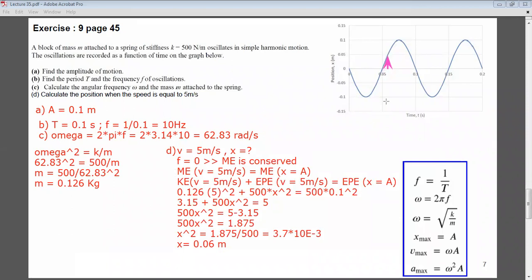I hope you found this lecture beneficial. We tried to use the formulas again and again: the period, the frequency, the angular frequency, how to use conservation of mechanical energy to find the x or the v at a particular time, and how to determine the x or the v from a graph, whether it is at equilibrium or at maximum compression or maximum elongation. Tomorrow we will continue with the same chapter, trying to solve more exercises. So that's it for today, and bye-bye.